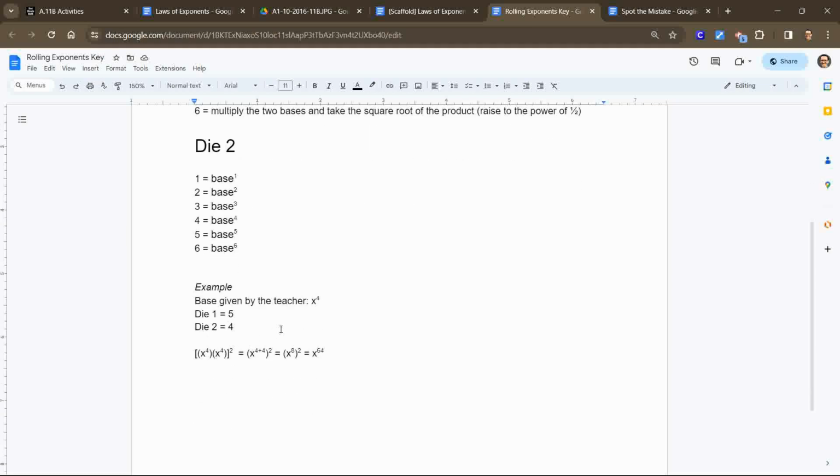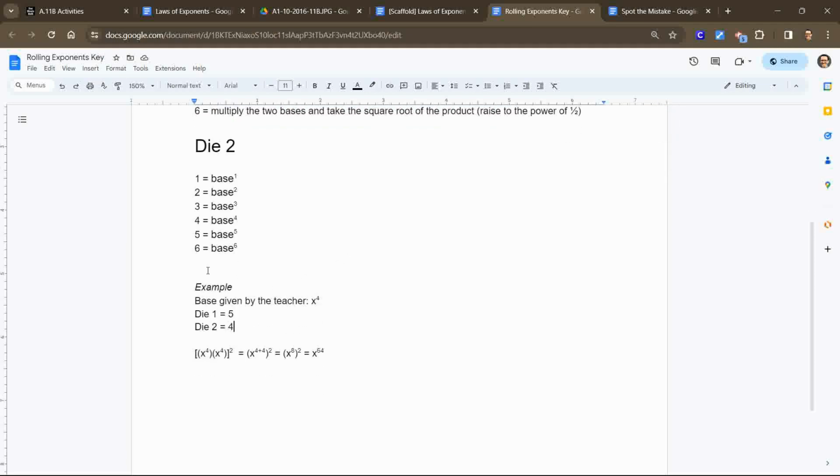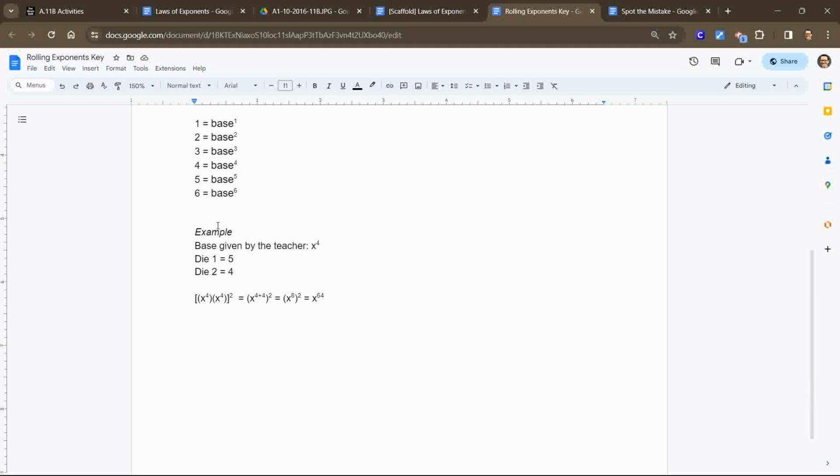So if you were to start with the base of x to the 4th, and the first die would be rolling a 5, that means you would multiply the two bases and square the product. And then if your second die here is a 4, that means you're going to have x to the 4th. So you start with your x to the 4th, and die 2 says you're going to add a 4 to the x to the 4th, and you're going to multiply them. That's what this 5 up here told you to do, and square it.